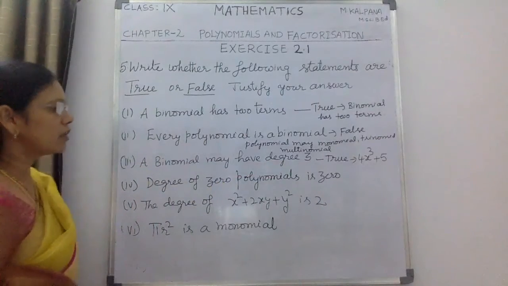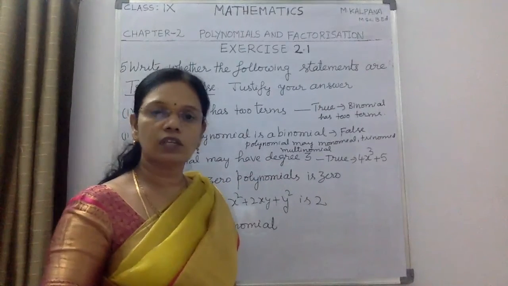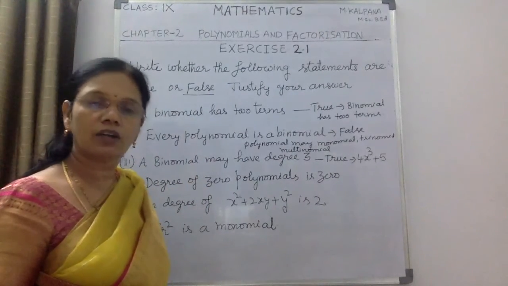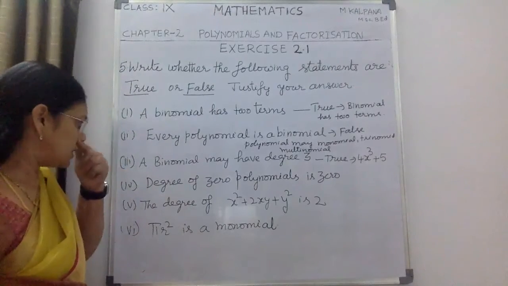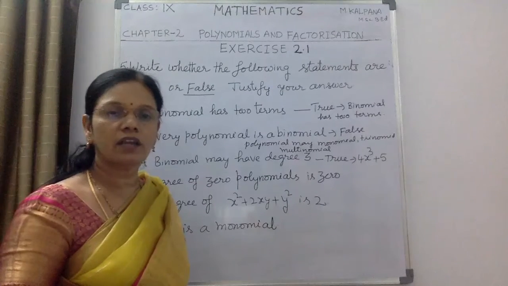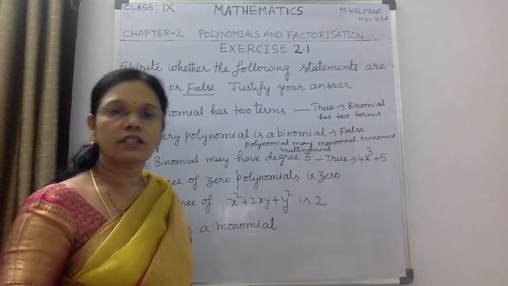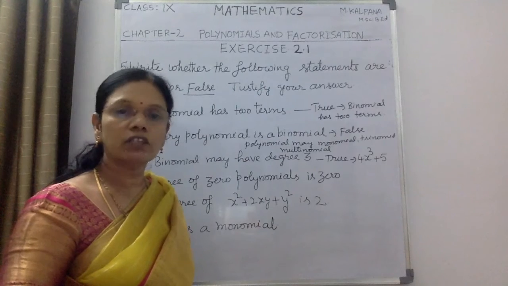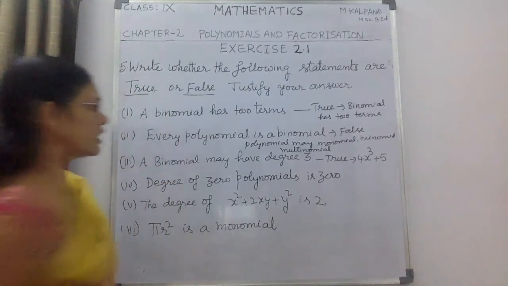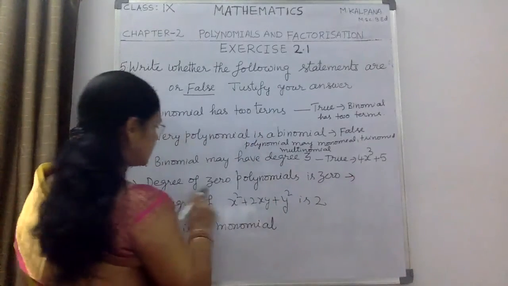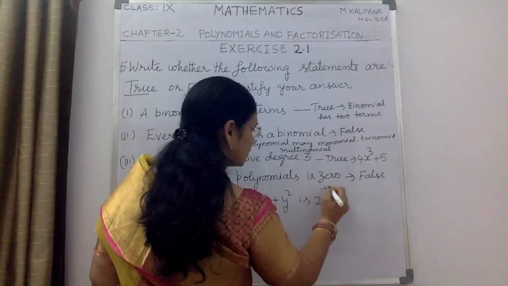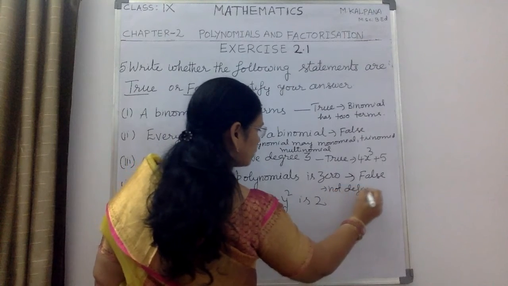Now, the degree of the zero polynomial is 0. Is it true, children? Do you say it is a correct statement or a wrong statement? It is false. Why? Because the degree of the zero polynomial cannot be defined. It cannot be represented as a product of a constant and a variable with a power. So the statement is false. The actual reason is that it is not defined.